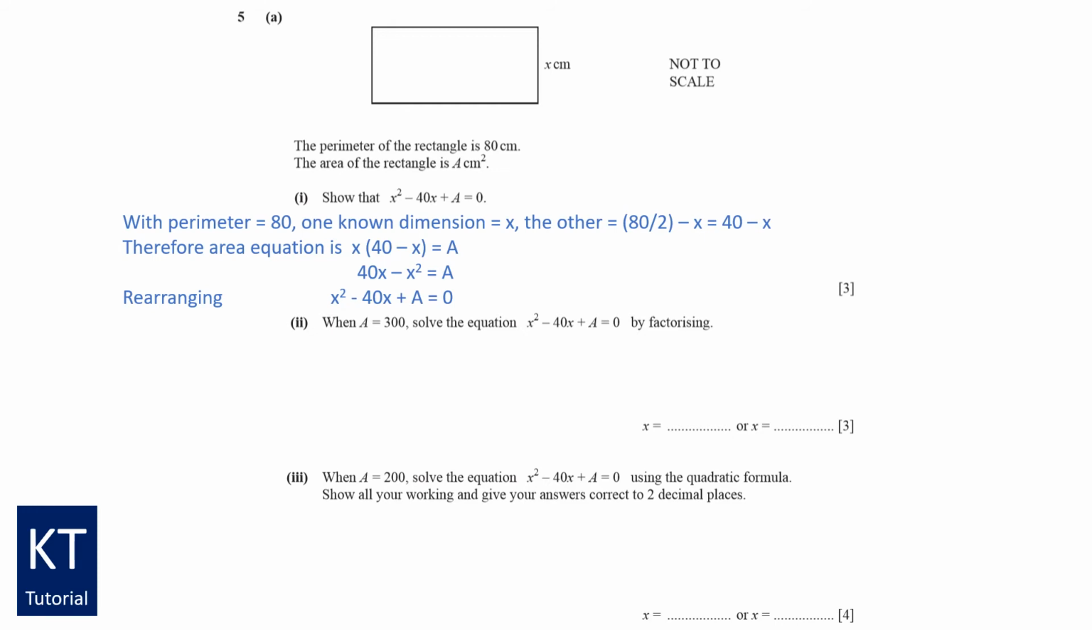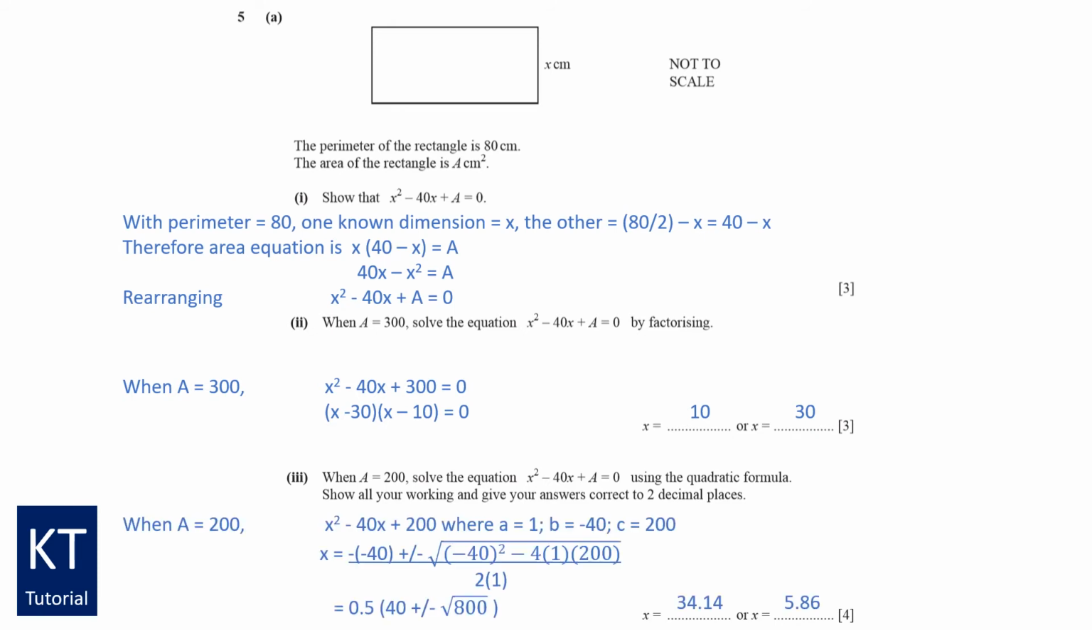Next, when A is 300, solve the equation by factorizing. By substituting A as 300 into the equation, we can factorize to solve for x. Next, when A is equal to 200, solve the equation using the quadratic formula. Show all your working and give your answers correct to 2 decimal places. With a being 1, b being minus 40, and c being 200, we can solve for x.